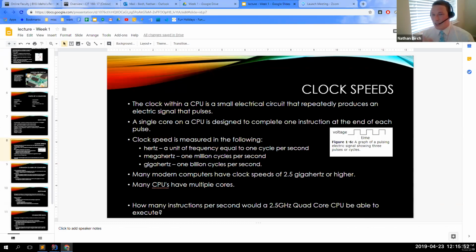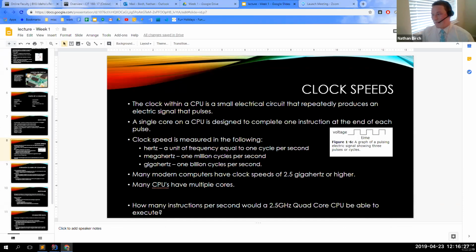But it takes a lot of these pulses to do anything that we can actually recognize. Okay, and so a single core on a CPU is designed to complete one instruction at the end of each pulse. A hertz is a unit of frequency equal to 1 cycle per second. A megahertz is a million per second, and a gigahertz is a billion cycles per second. So when you see that a computer has a CPU of like 2.7 gigahertz, that's actually pretty intense because it can execute 2.7 billion cycles per second.